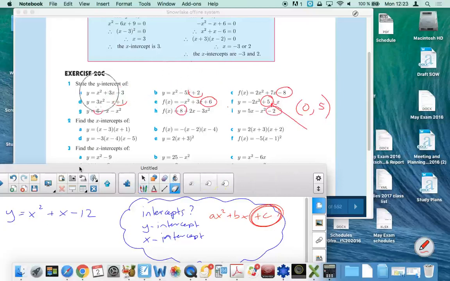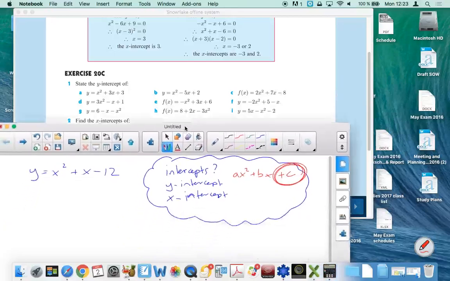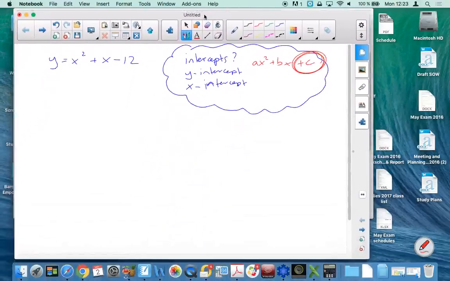So that's the first part done. So I can simply look at my equation here, and I can say, well, the y-intercept is the number on its own. I could write it as a set of coordinates. It's just minus 12. It depends, or you might say y equals minus 12. It depends on how the question is asked.